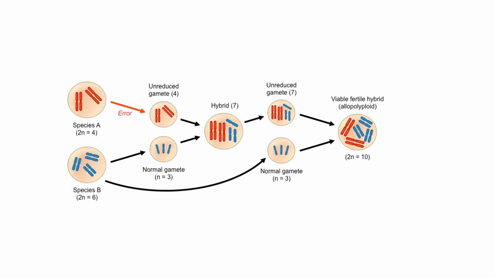Allopolyploidy is a hybridization of two different species, species A and species B. Species A has 4 chromosomes in the diploid condition, and species B has 6 chromosomes in the diploid condition. Species A undergoes an error, non-disjunction, and the gametes have 4 chromosomes instead of 2.